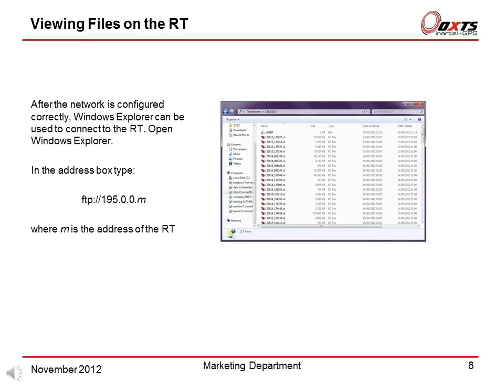Now let's look at viewing the files on your RT. After a network is configured correctly, Windows Explorer can be used to connect to the RT. You will need to open Windows Explorer. In the address box, you will need to type ftp://195.0.0.m, where the M is the address of the RT.